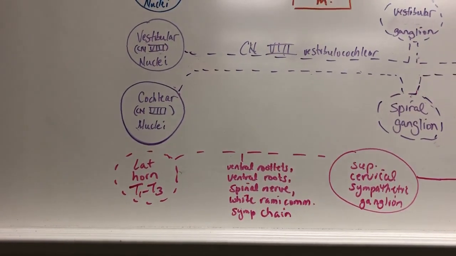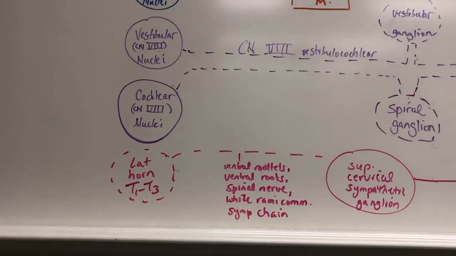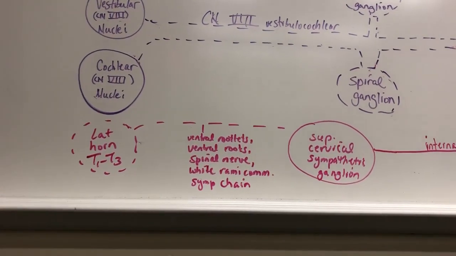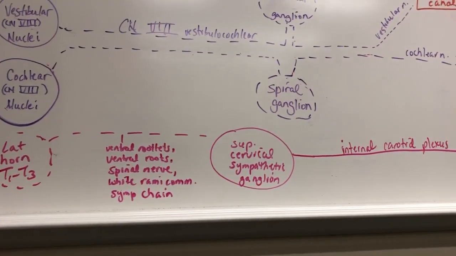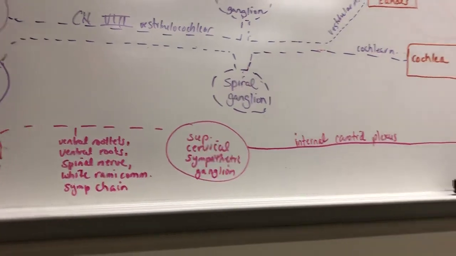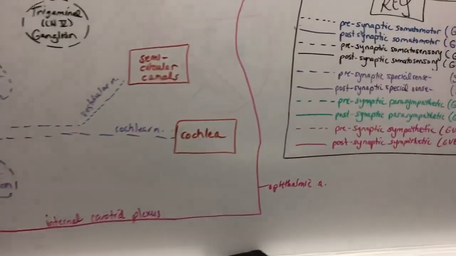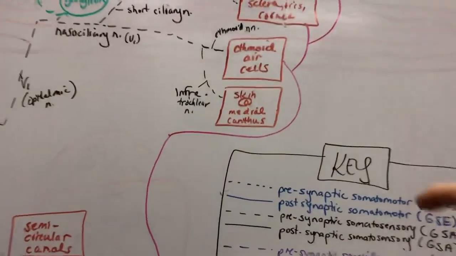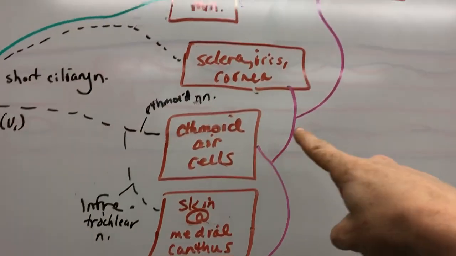We have the lateral horn from T1 to T3, preganglionic sympathetics that travel on ventral rootlets, then go to the ventral root, then to the spinal nerve, then to the white ramus communicans, and then to the sympathetic chain. We then synapse on our superior cervical sympathetic ganglion and travel on the internal carotid plexus, where it gives a branch called the ophthalmic artery that has an ophthalmic plexus that will then head us to particular structures like shutting down our parasympathetics at the ethmoid air cells.